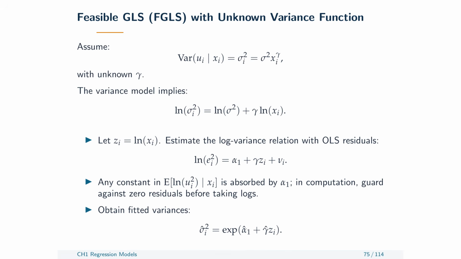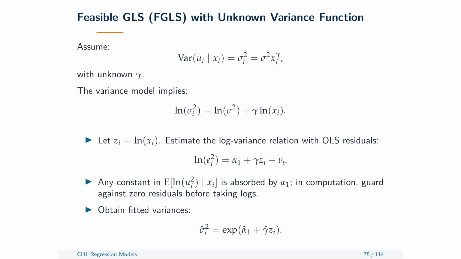In most applications, the variance function is unknown. Feasible generalized least squares, or FGLS, estimates it. One common model says that error variance is proportional to x raised to an unknown power. Taking logarithms turns this into a linear relation between log variance and log x.